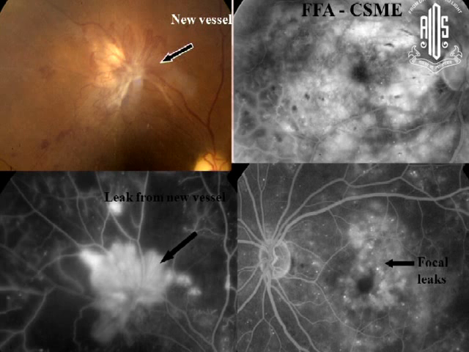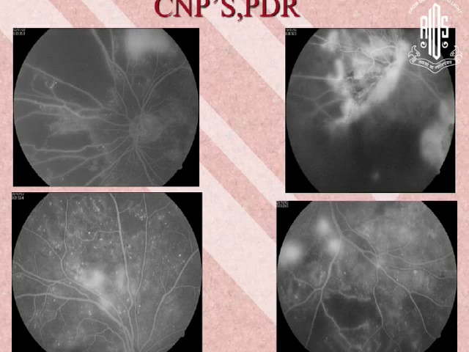PDR can have an associated maculopathy as well, which should be remembered. These are other examples where you see massive capillary non-perfusion areas, the capillary drop-out areas, which are not usually picked up on clinical photographs.